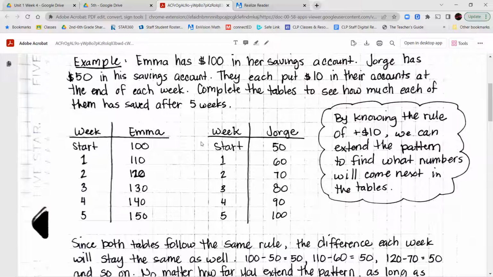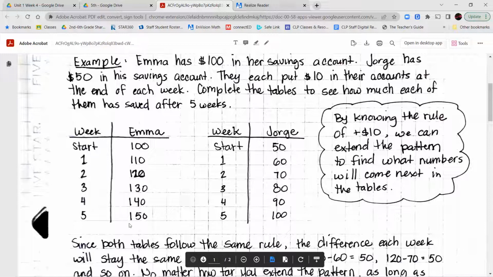So Emma is starting with $100 and Jorge is starting with $50. So we're going to start with Emma's table first. If she starts at $100, after 1 week, she'll have $110, then 120, 130, 140, and then by the 5th week, she'll have $150. For Jorge, he starts at $50, and we're going to follow the same rule, add $10 each week. So 50 becomes 60, and then 70, and then 80, and then 90, and then 100.